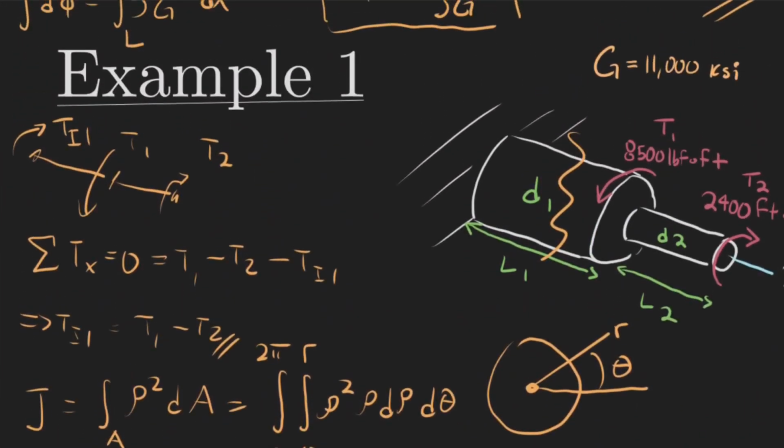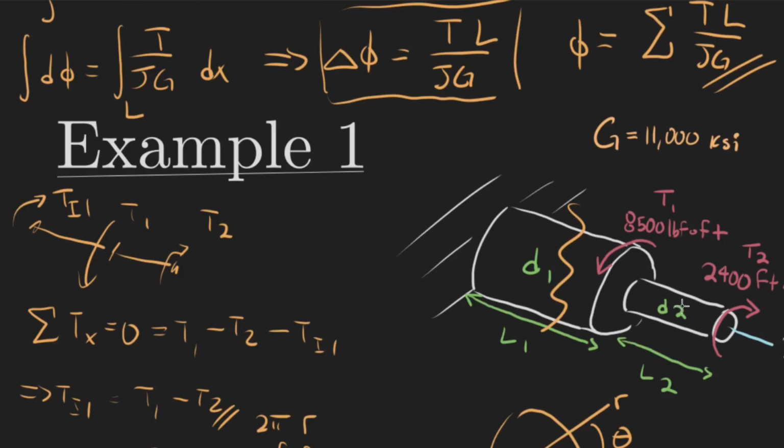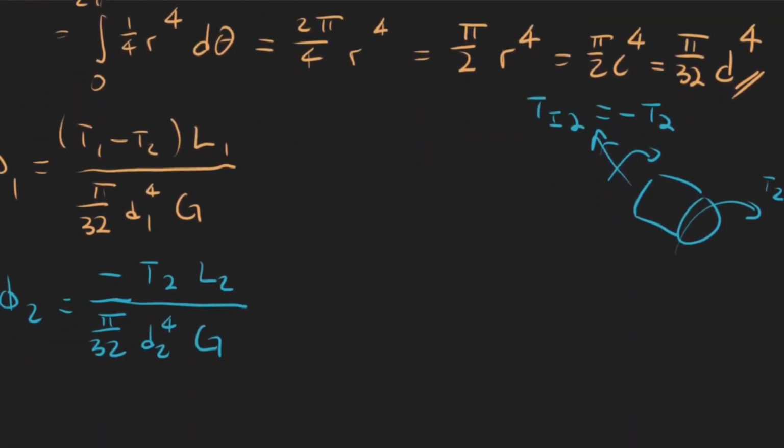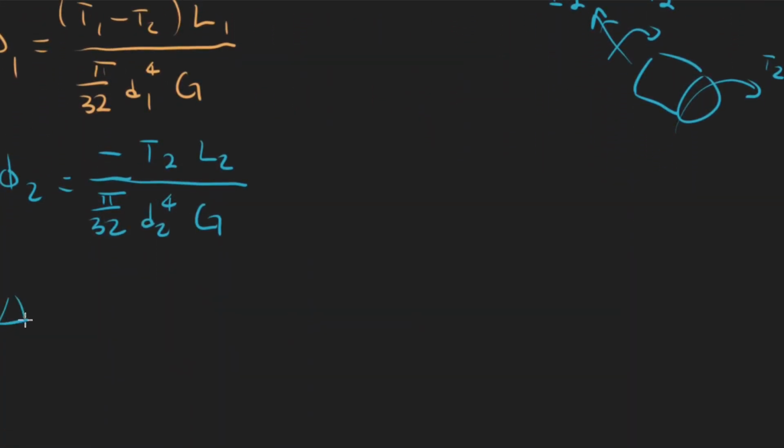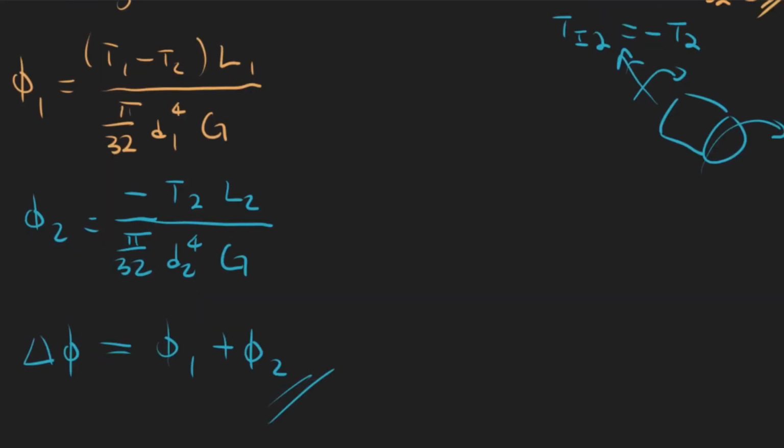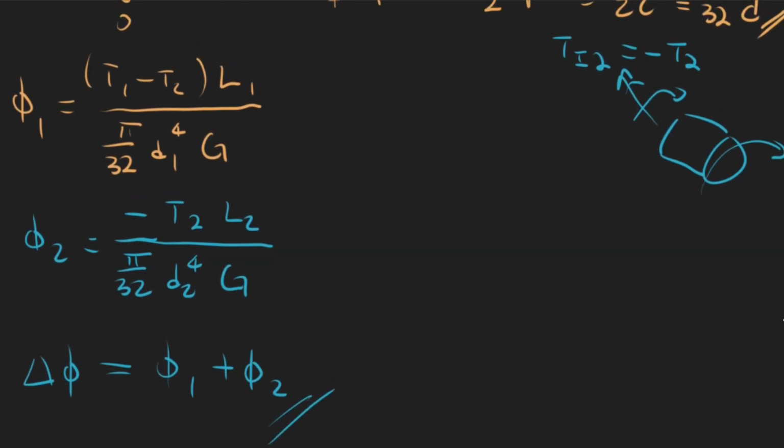Technically, we could have a different G for section 1 and section 2 if they're made of different materials, like if one was steel and one was aluminum. And then, if we want our angle of twist, delta phi, all we have to do is add phi 1 and phi 2. There might have been some weird cropping stuff right here, so just to make sure you have the right equation, up here we have phi 1, T1 minus T2, L1 over all of this. It's the same as our phi 2 except for our internal torque, and then we just add them.